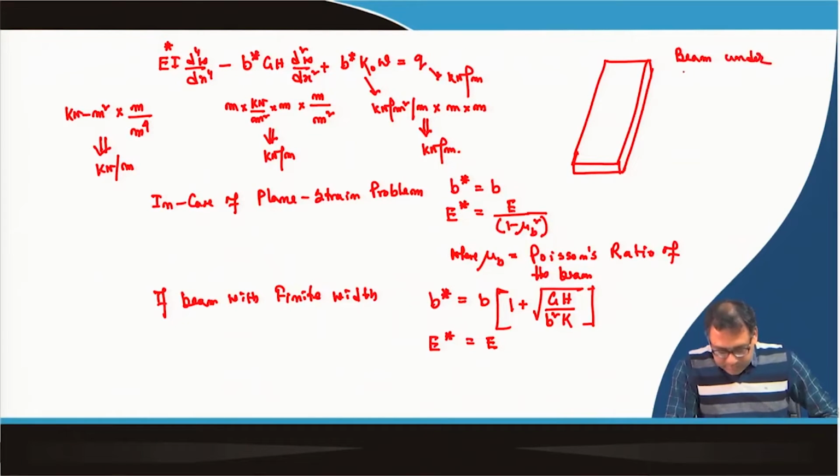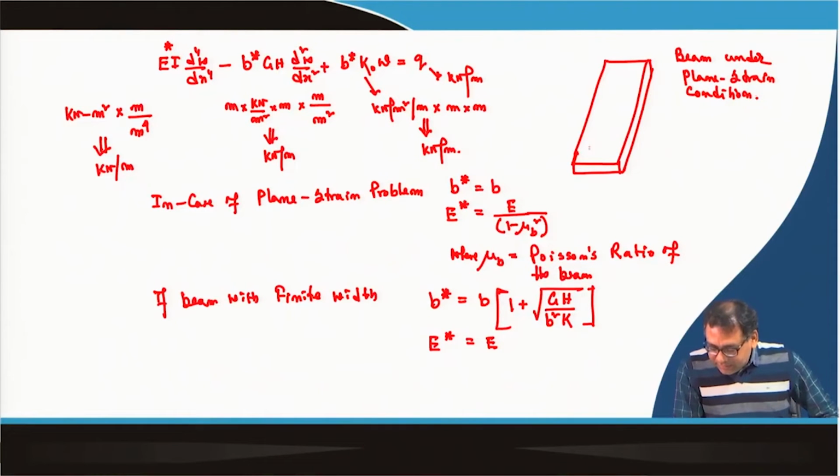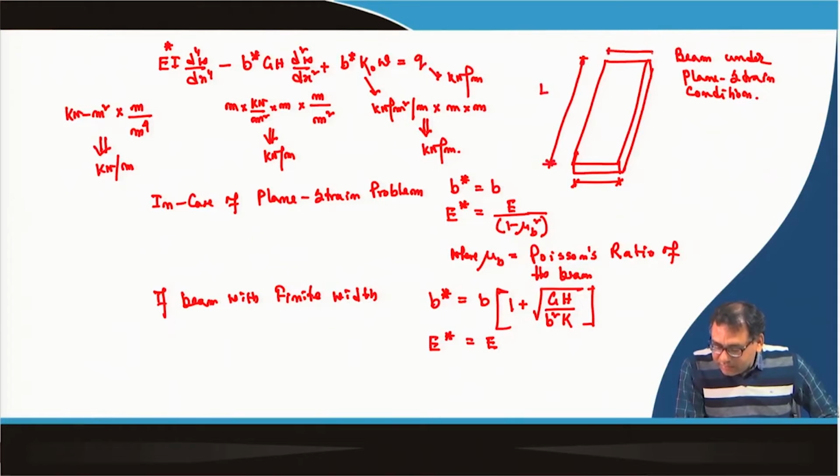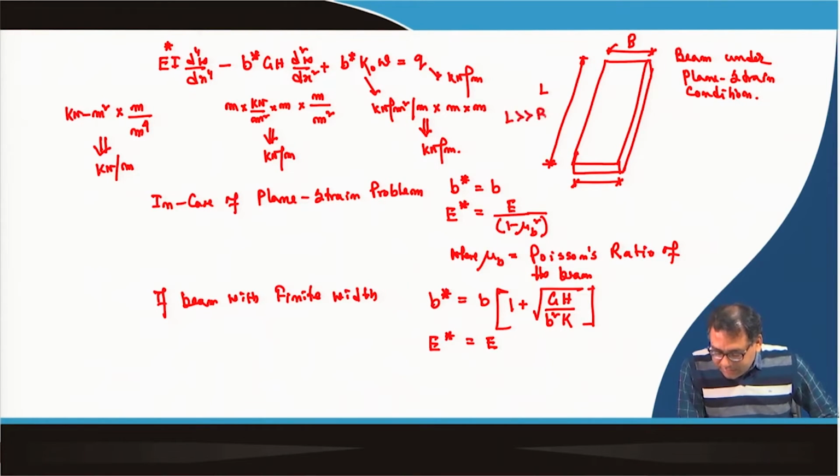under plane strain condition or plane strain problem or plane strain condition. Okay. So, that means in such case this will be the length of the beam. So, if this is a strip footing kind of problem where this is the length and this is the width B, and definitely your L is much greater than B, because this is a strip footing kind of problem.